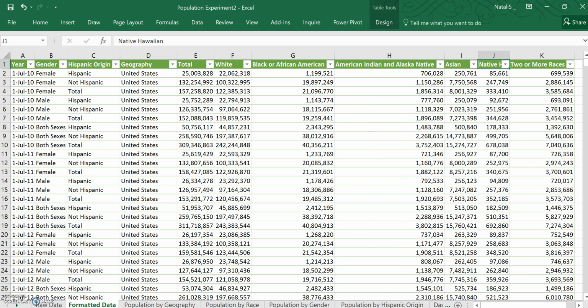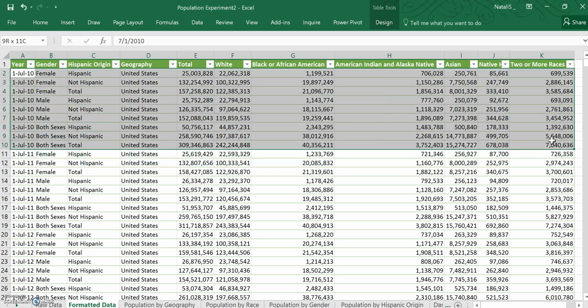It's interesting to look at this table before getting to analysis. So for each year, the data consists of gender, Hispanic origin, which includes Hispanic, not Hispanic, and total, geography for the country in total, and for the state, each state consists of 6 races: white, black or African American, American Indian and Alaska Native, Asian, Native Hawaiian, and 2 or more races.